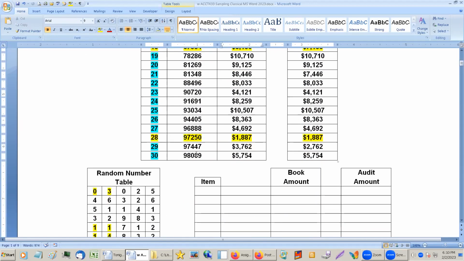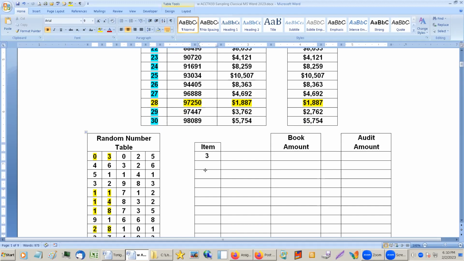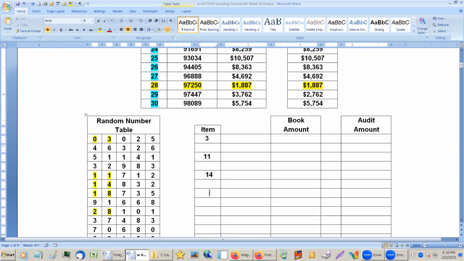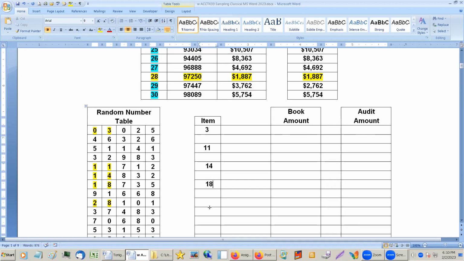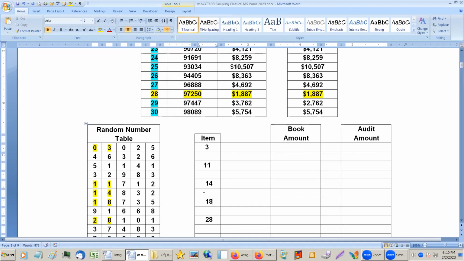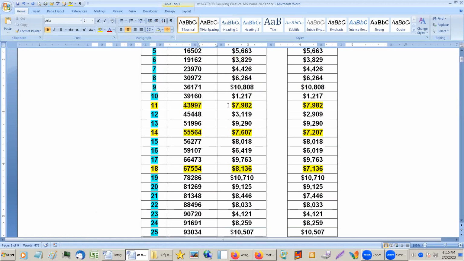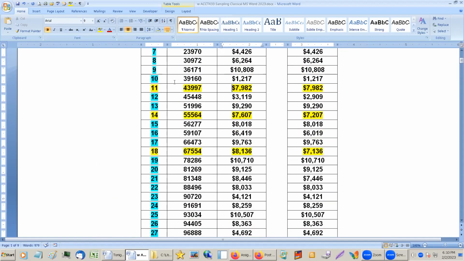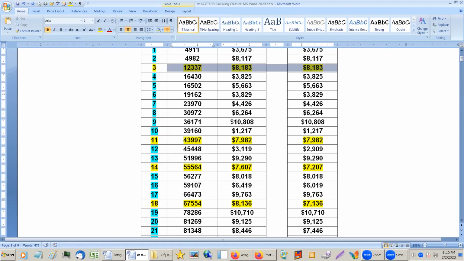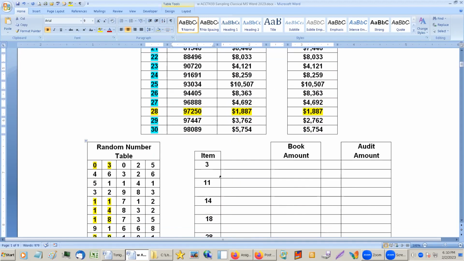Okay, so item number 3. I'm going to put these in here. 3, 11, 18, and 28. I don't know why 14 is off to the side like that. Must have done something. Okay. So we'll come out. I don't think it's copied this or not. Maybe we can. Hey, you can. All right, well, that's going to speed things up.